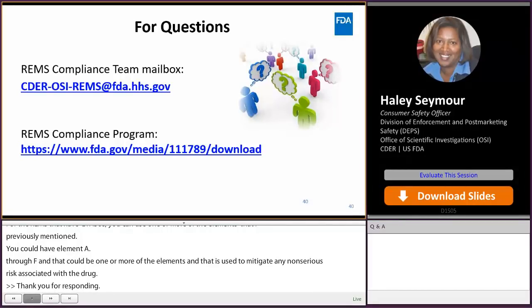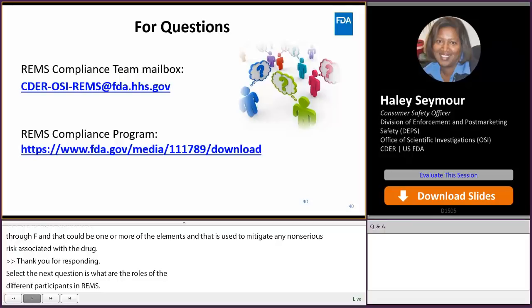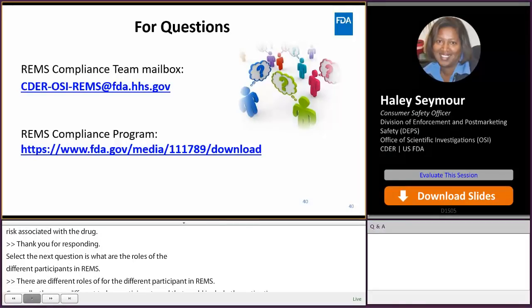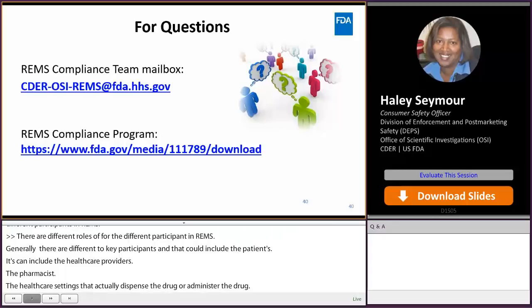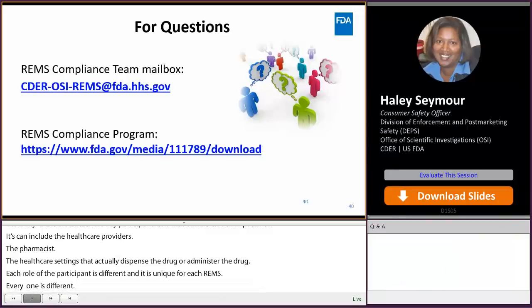So, there are different roles for the different participants in the REMS. Generally, the REMS has different key participants, and that can include the patients, the healthcare providers, the pharmacists, and the healthcare settings that actually dispense the drug or administer the drug. Each role of the participant is different and is unique for each REMS because every REMS is different. So the specific requirements and the key risk messages of each of the REMS is specific for each medication.